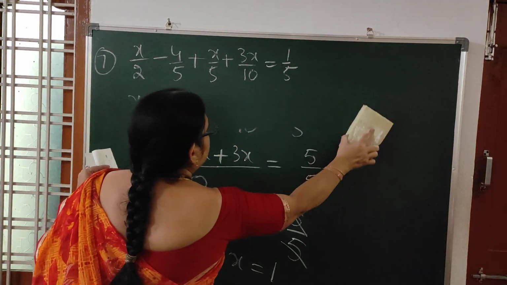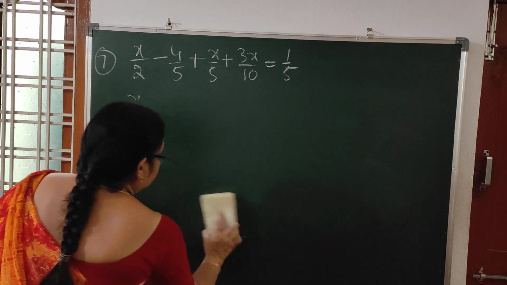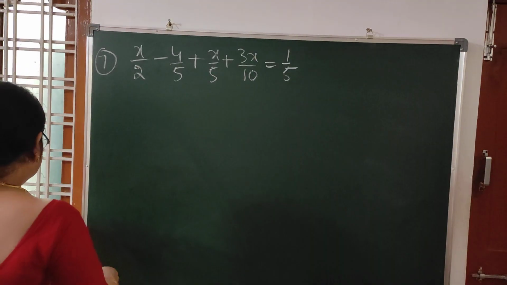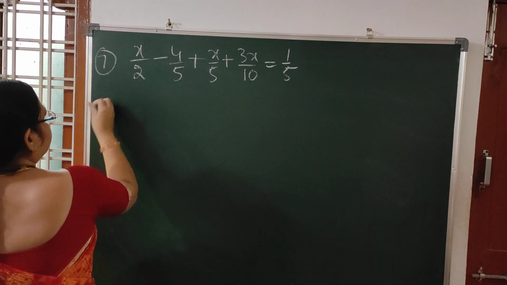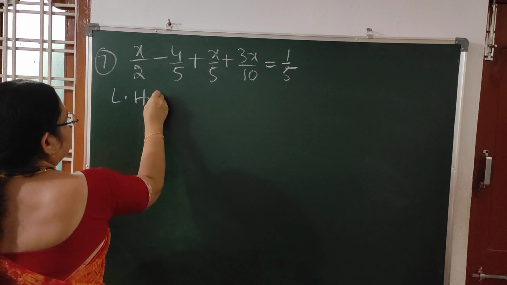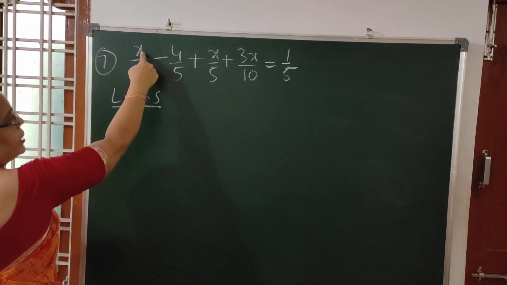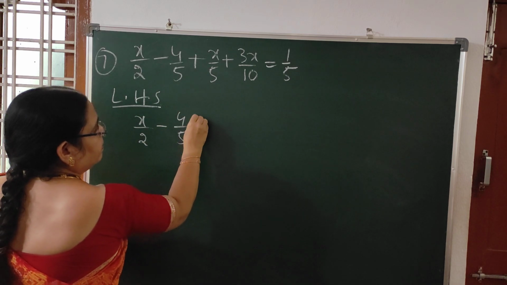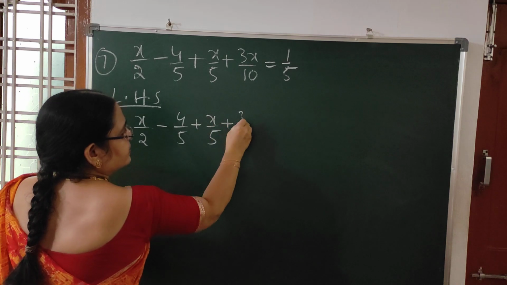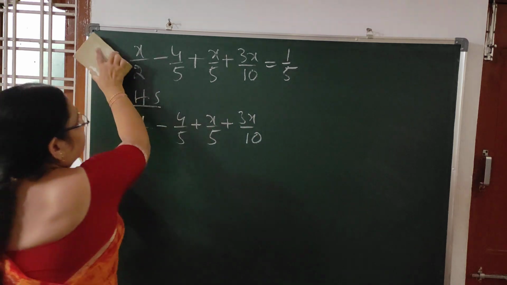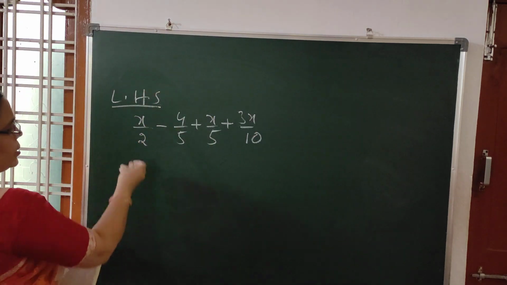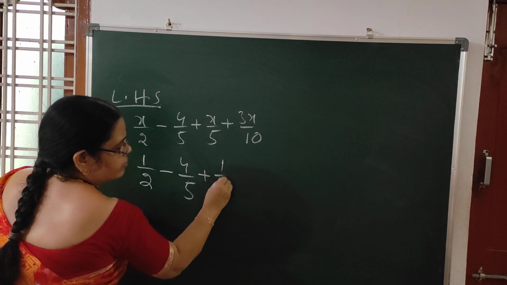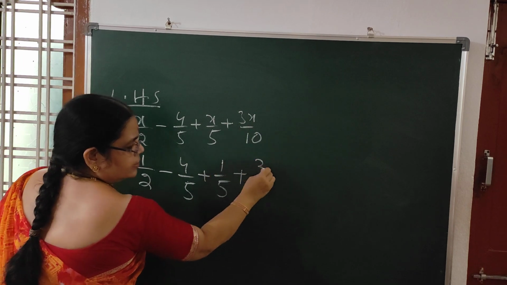So therefore x is equal to 1. Now you have to check your solution. That means when you substitute x is equal to 1 in LHS, you are going to get 1 by 5. So LHS I am verifying. In LHS I am going to substitute x is equal to 1. So x by 2 minus 4 by 5 plus x by 5 plus 3x by 10. Now x is equal to 1. So this becomes 1 by 2 minus 4 by 5 plus 1 by 5 plus 3 into 1 is 3 by 10.